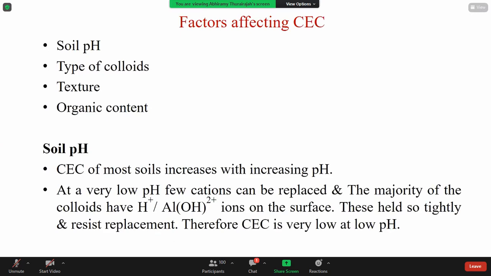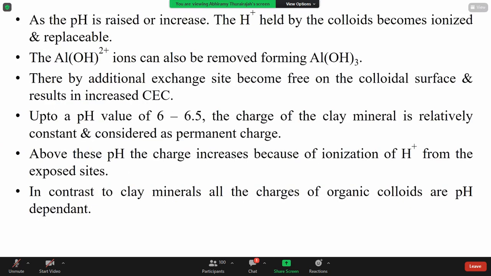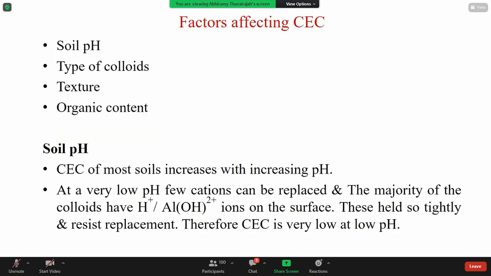It is very difficult to understand everything together. So can you all understand how the pH affects the cation exchange capacity? Any doubts up to this? I'm going to stop with this. This is somewhat difficult to understand. Any doubts? Are you all clear? Yes, ma'am. Okay, then I will stop here.